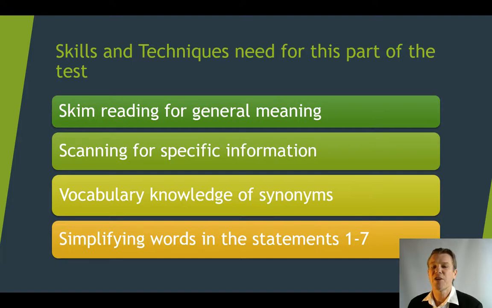The first skill we're going to look at, though, is simplifying words in the statements 1 to 7. Sometimes the statements can be overcomplicated, and all we need to do is look at easier words or easier synonyms to substitute these complicated words. So when we're scanning through the texts A, B, C, and D to find the correct answer, if we have a simple word in our head, it's much easier to find. Again, we'll be looking at this skill in some detail.